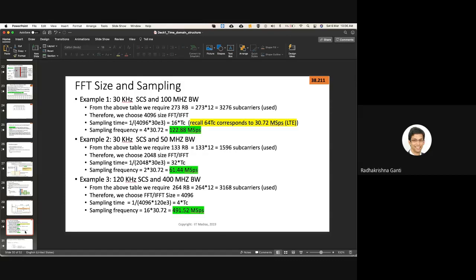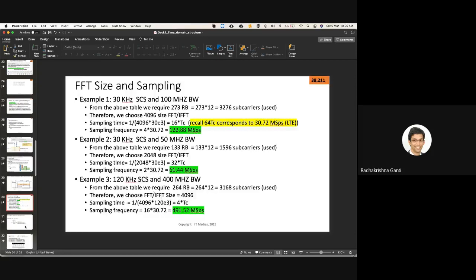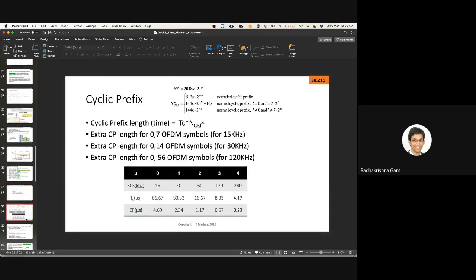Different numerologies and looked at what should be the sampling frequencies so that we can take the correct size FFTs. Okay. Then we looked at the cyclic prefix today.